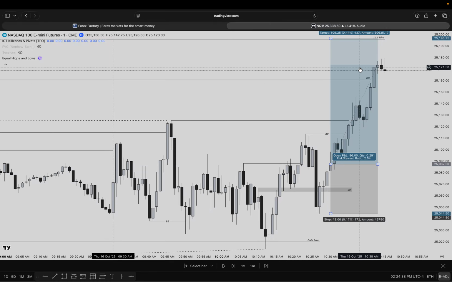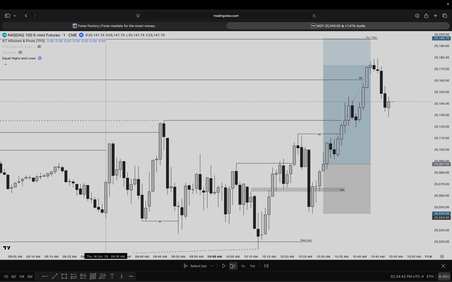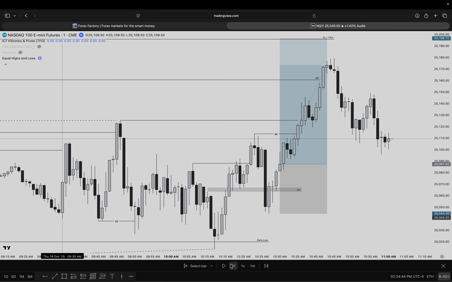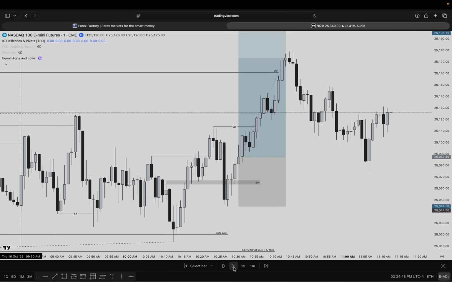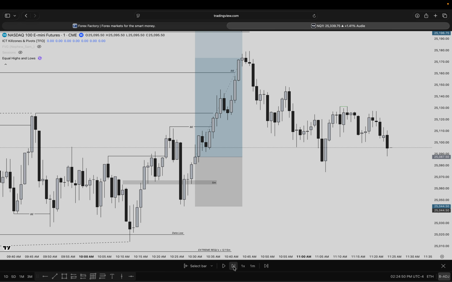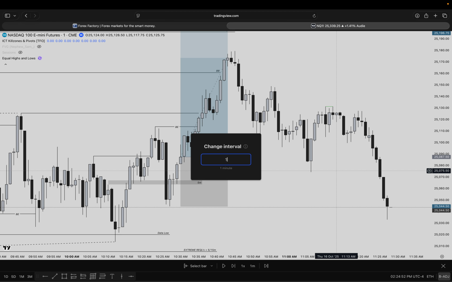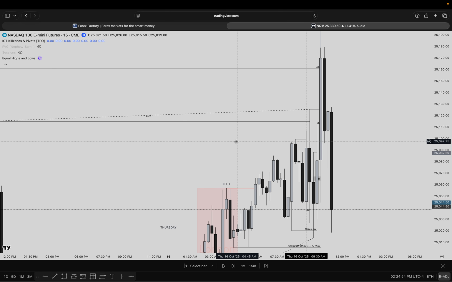Because I scaled half, moved stop to break even, and then the rest of my position got stopped for break even. Would have sucked if I just tried to hold for full TP. So the smart move was to scale, which I did, and then we just chopped up here. And that's pretty much it for this day.